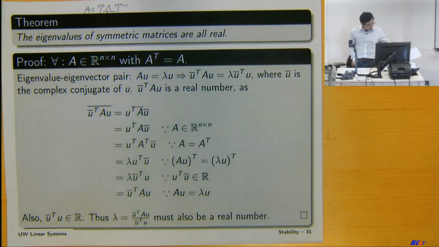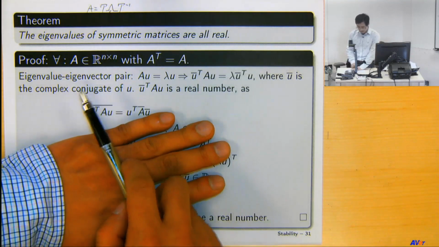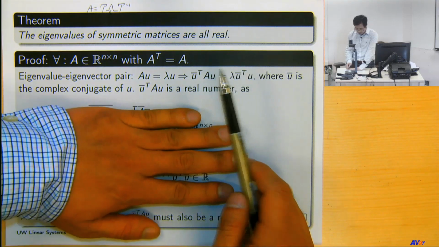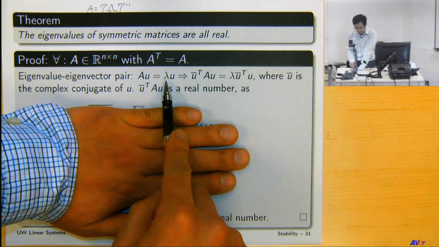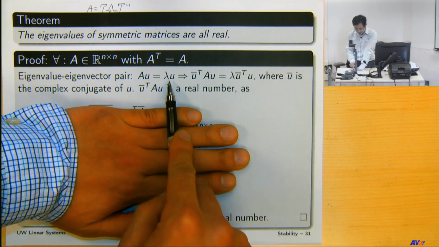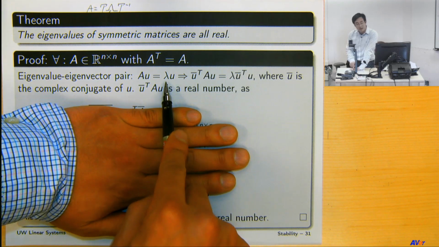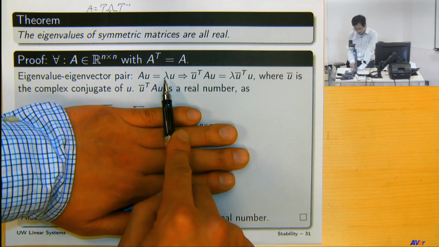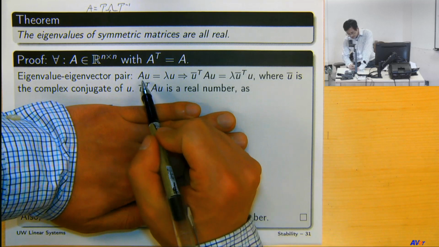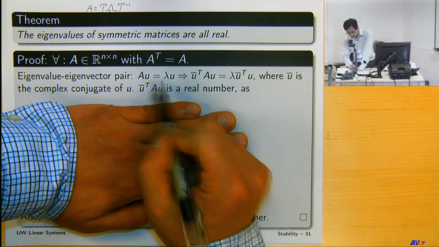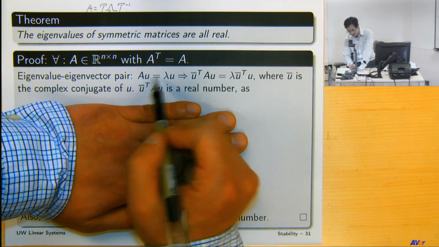So let's take a look at how this can be shown a little bit more systematically. Let's pick any eigenpair. Lambda is an eigenvalue, and the associated eigenvector is u. To show that lambda is real, what we're going to show is something like this. A is a matrix and U is a vector. It's not directly obvious how we can show real or complex of these individually.